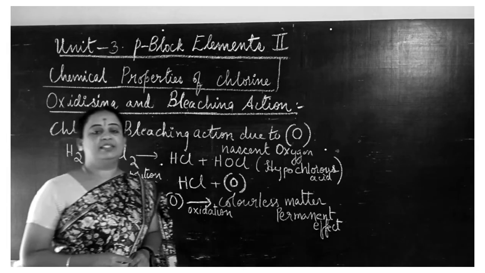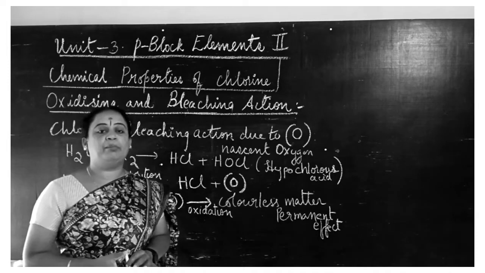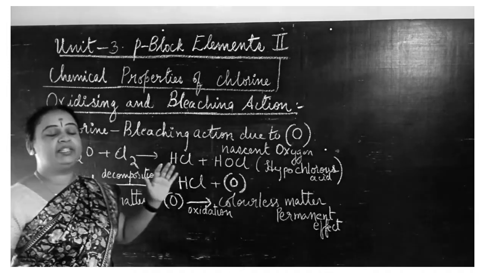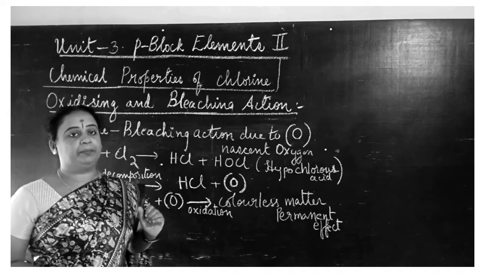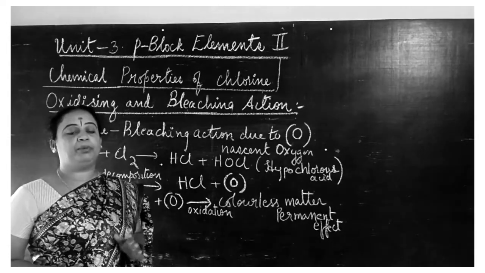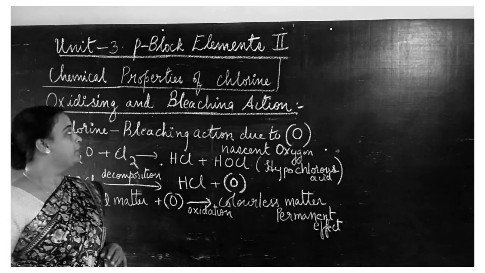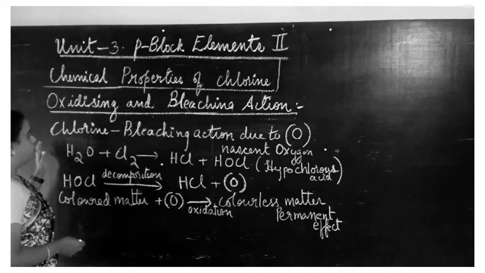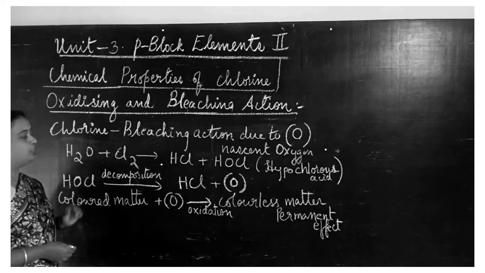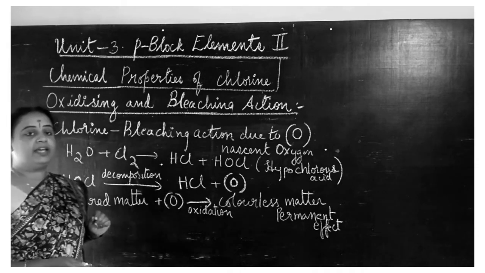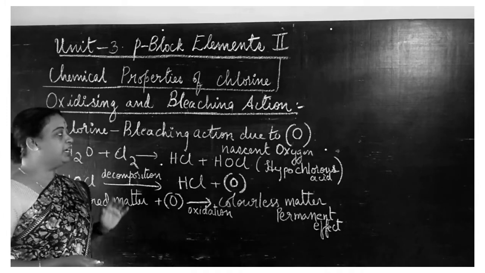Hello students. In this video let us study the chemical properties of chlorine, that is the bleaching and oxidizing action of chlorine. It comes under Unit 3, P block elements 2. So first let us see the bleaching action of chlorine. Chlorine acts as a good bleaching agent.